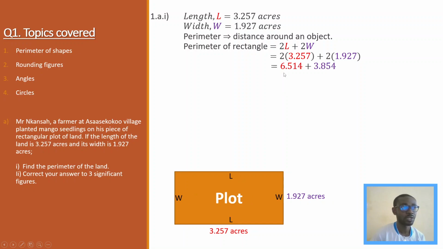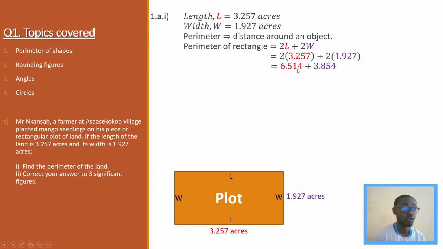So when you are done with that, it means 2 times 3.257. And that is going to give you 6.514. When you do this multiplication also, it is also going to give you 3.854. So you can do it on your own. When you are multiplying 2 by 3.257, you're going to get 6.514.